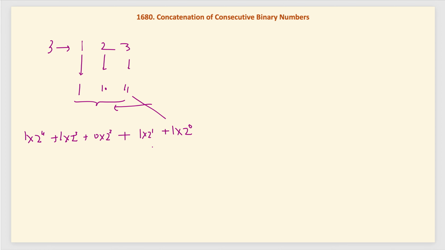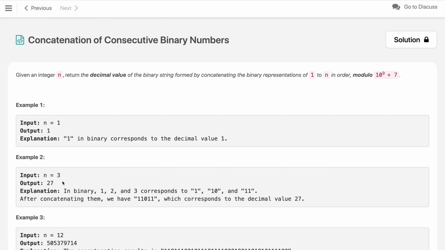So if you see, this number is 16, this one is 8, this one is 0 as we are multiplying by 0, and this is 2 and this is 1. So if we add these, this will give us 27, which is the answer we have to return.